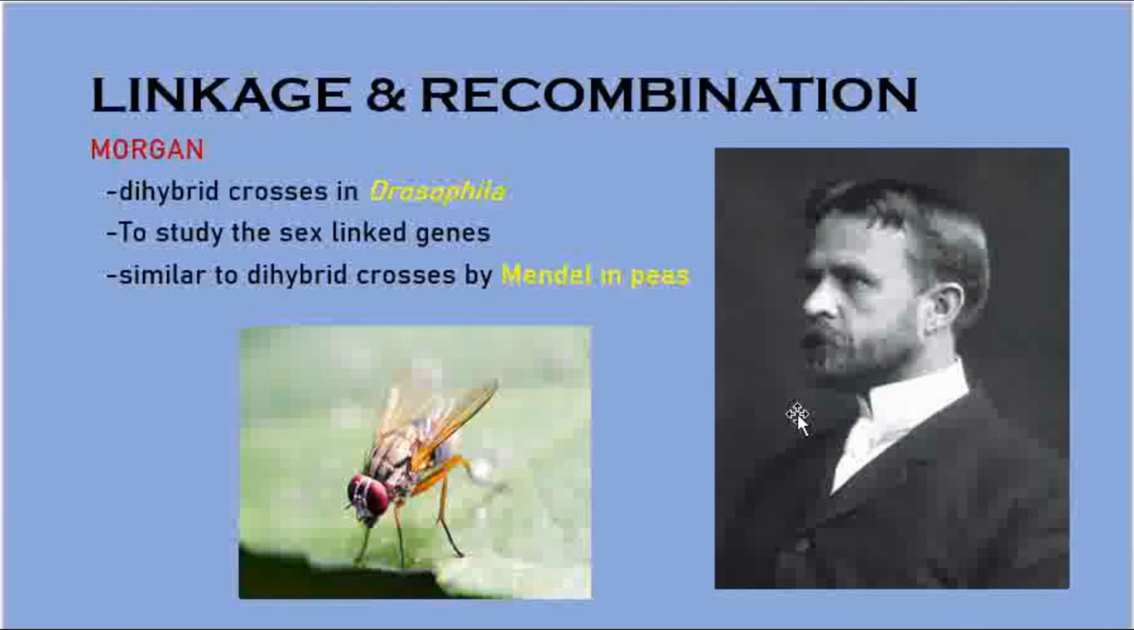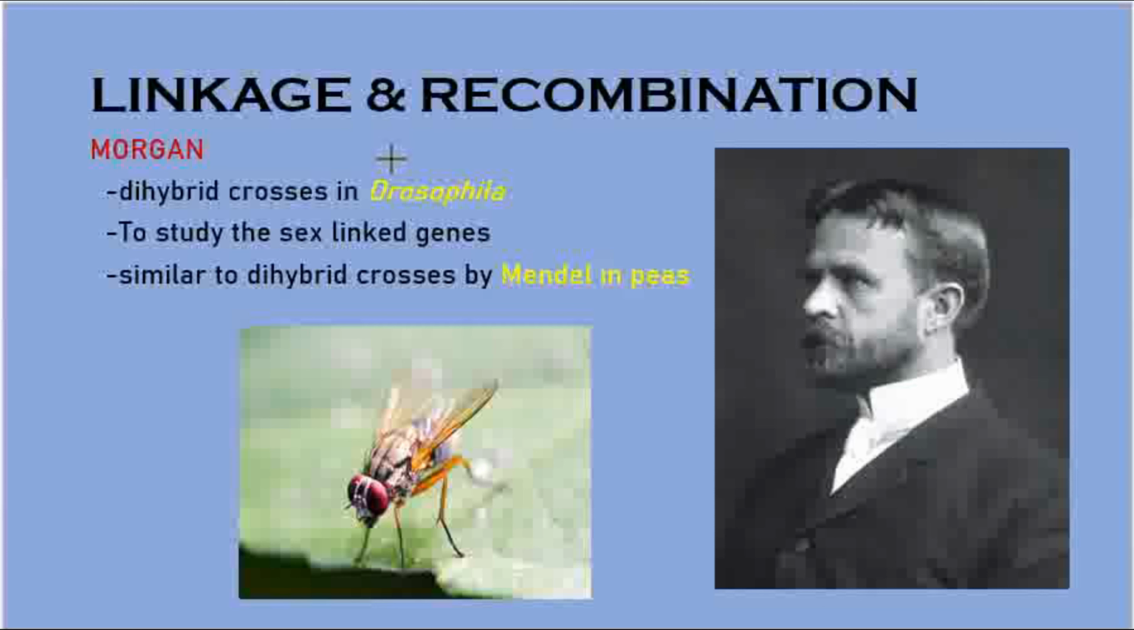So hope you are clear with the two terms, that is linkage and recombination. Now let's move on to Morgan's experiment. Thomas Hunt Morgan did dihybrid crosses in Drosophila.